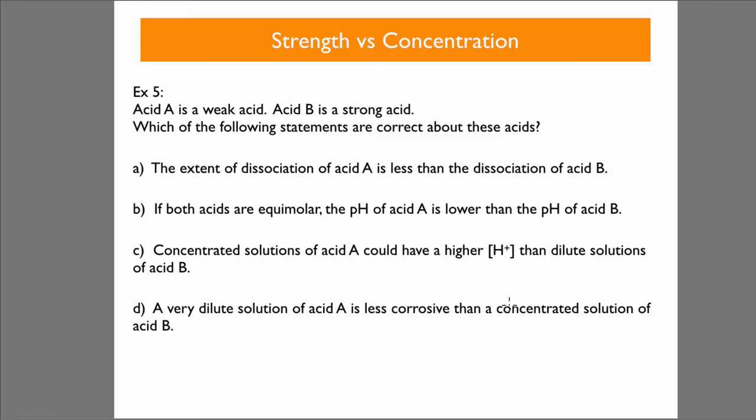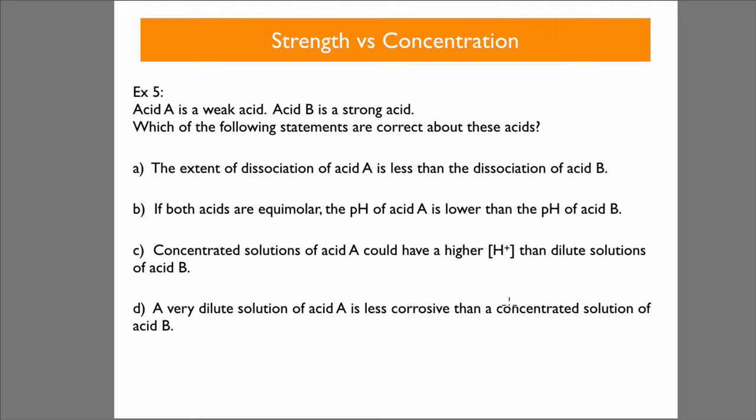C. Concentrated solutions of acid A could have a higher concentration of hydrogen ions than dilute solutions of acid B. And that's true. You could have a concentrated solution of acid A where there's hardly any dissociation, so you've got a very low concentration of hydrogen ions in solution, and a dilute solution of acid B where only the ions are present.